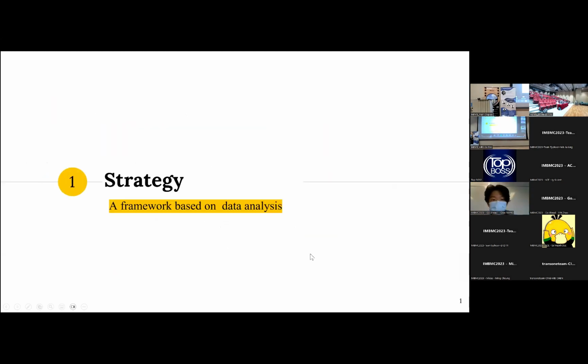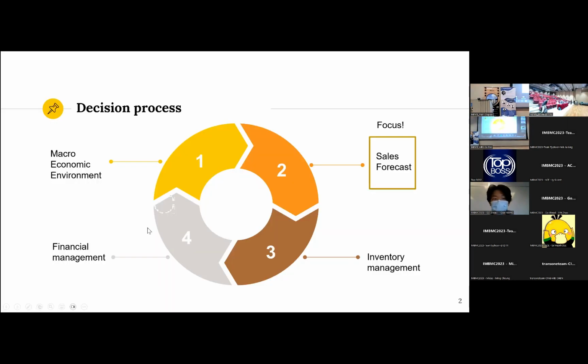First, I want to introduce our strategy, the framework based on the data analysis. Our decision actually includes four processes: the macroeconomic environment, the sales focus, the inventory management, and the financial management. And I have to say that the sales focus is the key part, because the financial management and inventory are based on our sales focus.